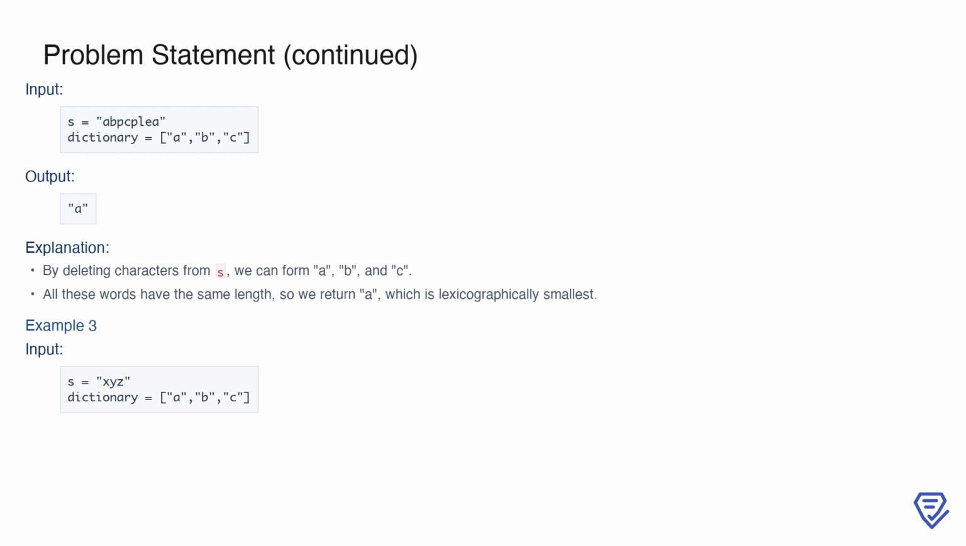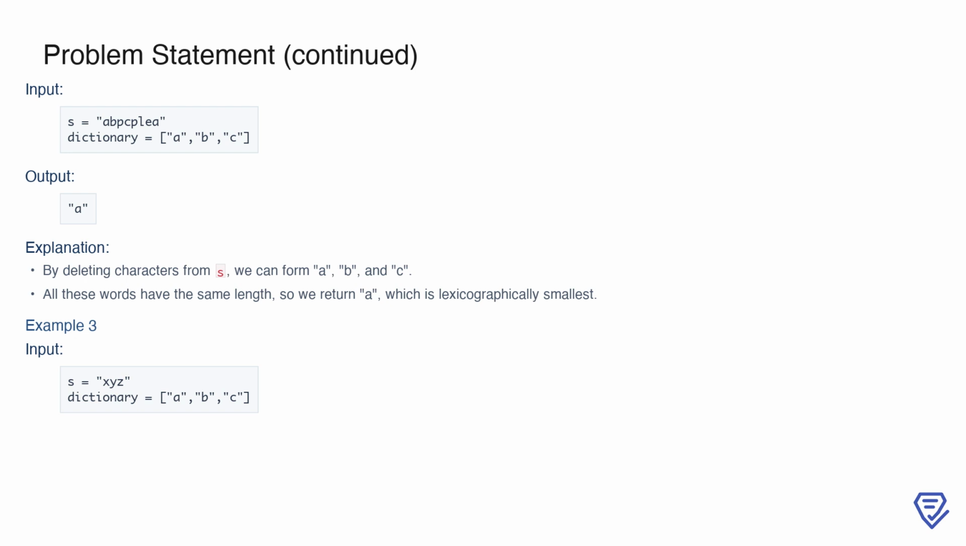In the second example, we again have S as "abpcplea", but this time the dictionary contains only the single letter words a, b, and c. By deleting characters from S, each of these words can be formed. Since they all have the same length of 1, we select the lexicographically smallest word, which is a. So the output in this case is simply a.